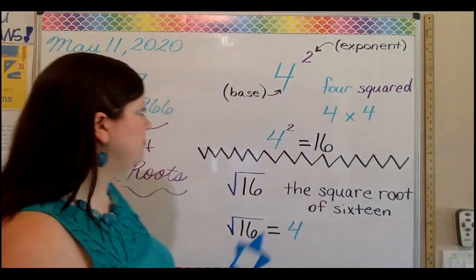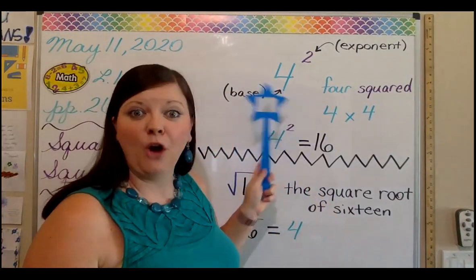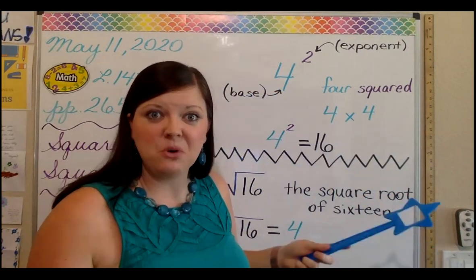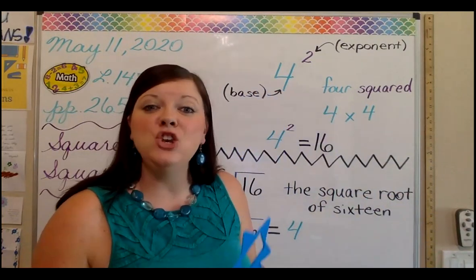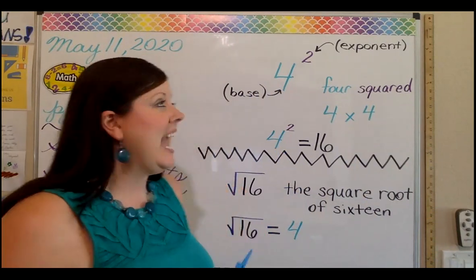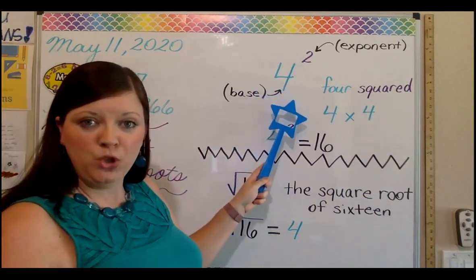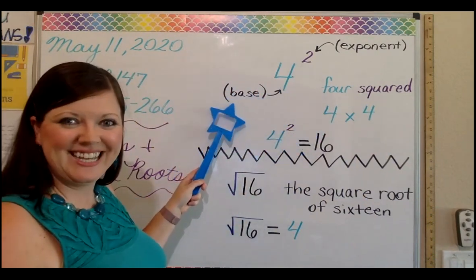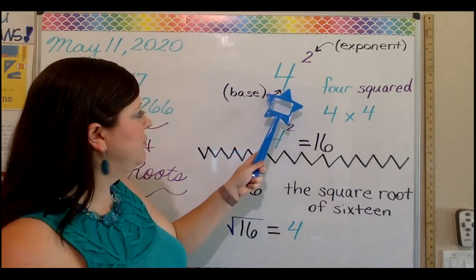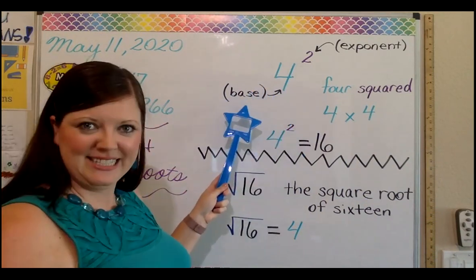Here we go. This is a 4. You know that, right? It's a whole number 4. But today we're going to learn a new word for that. And whenever you have a whole number, we could say that that is the base. The base. This 4 is called the base.